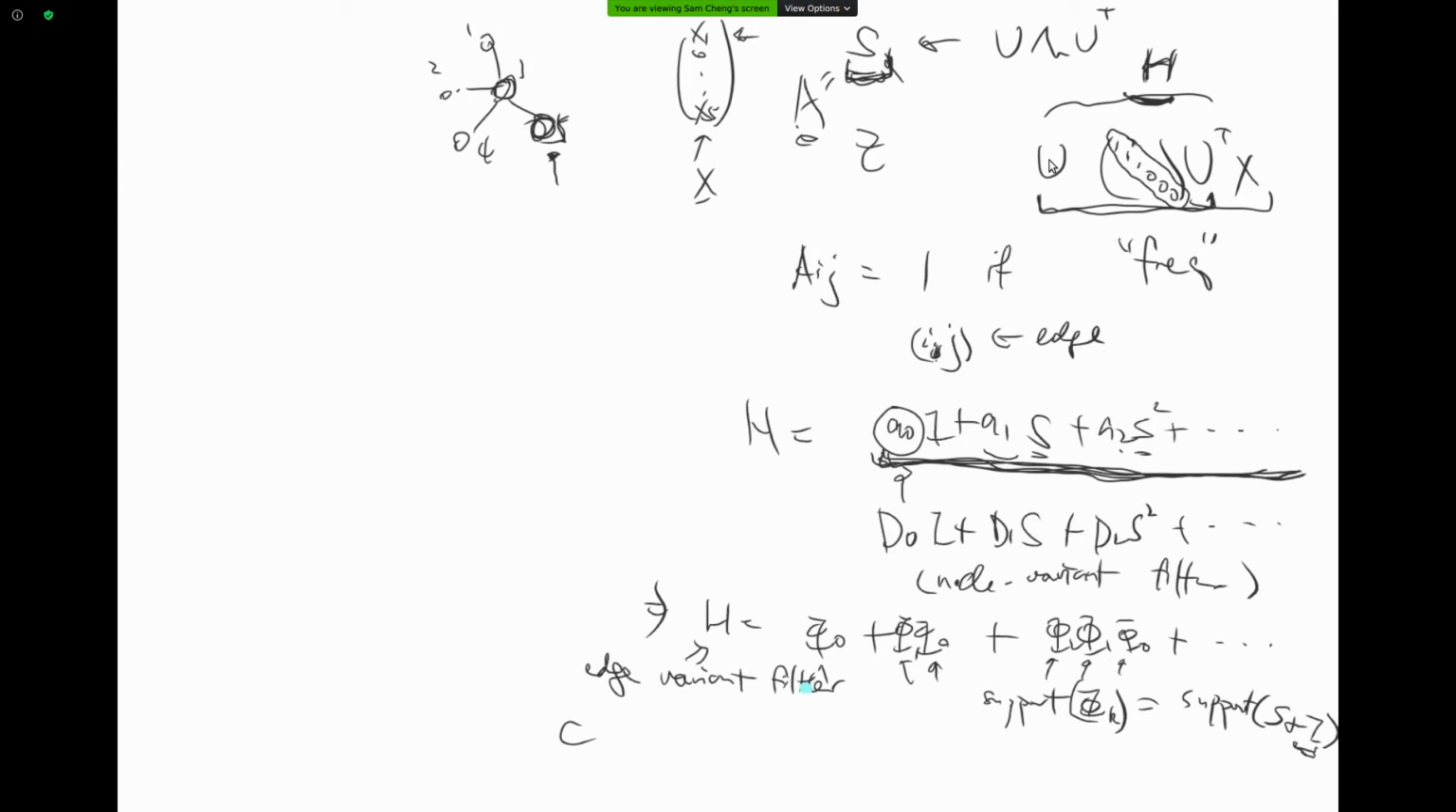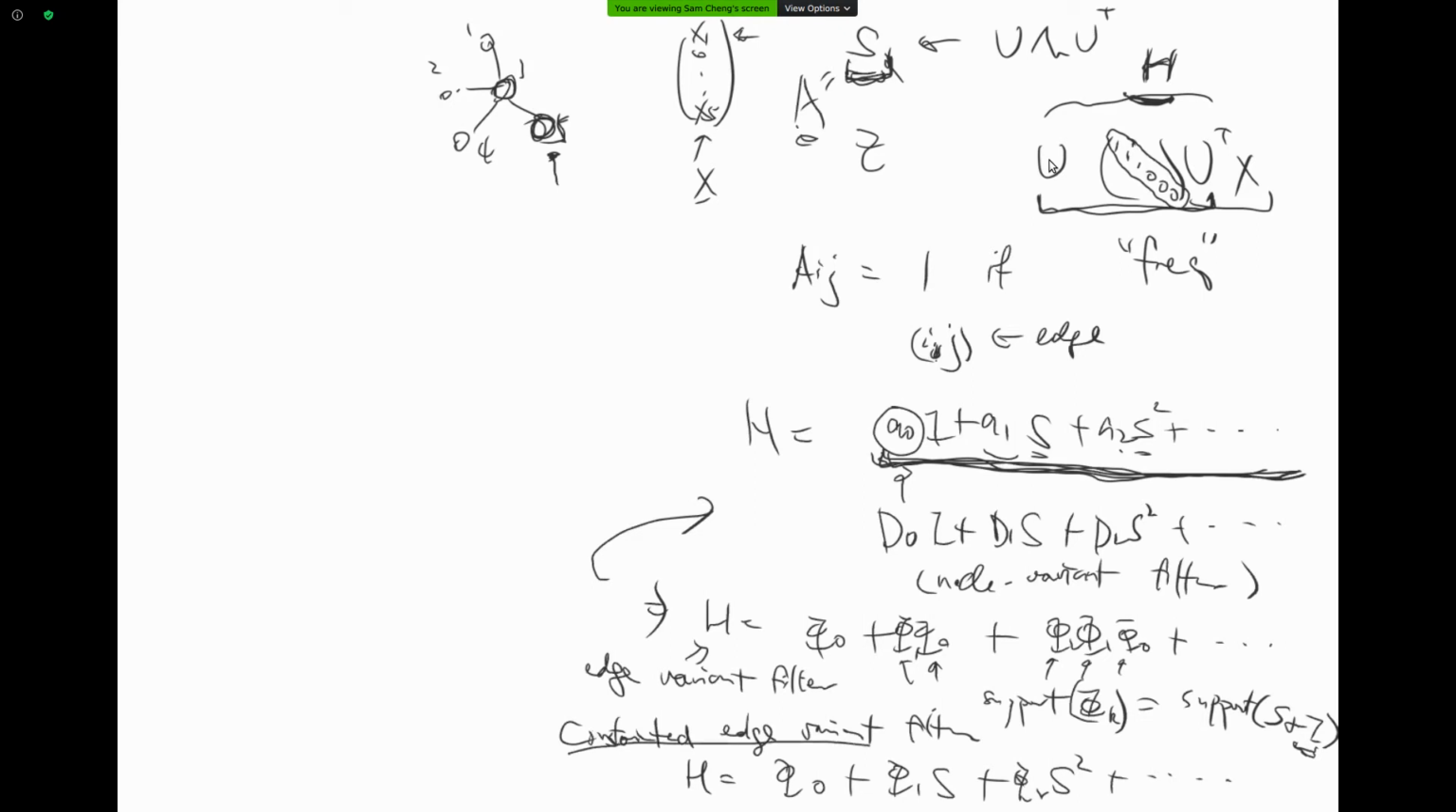Filter, I can have a constraint. In this paper, they call it the constraint edge variant filter. The constraint edge variant filter takes a form similar to the earlier approaches, so we still use this S here. H is equal to phi 0 plus phi 1 S plus phi 2 S squared, and so on and so forth. And that's basically it. We have this constrained one and the general one.